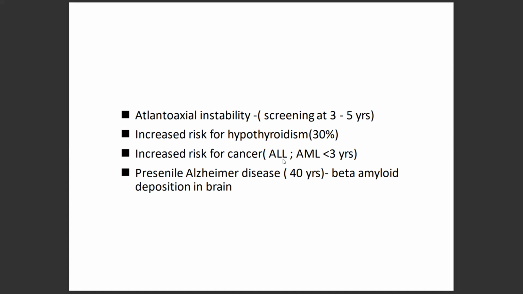That is mostly leukemias, that is acute lymphoblastic leukemia and acute myeloid leukemia, at less than 3 years. We have to screen for that. So there will be increased risk for cancer in the case of a Down syndrome child. Then presenile Alzheimer disease, at around 40 years, because of beta amyloid deposition in the brain, there will be presenile Alzheimer disease in the Down syndrome child.